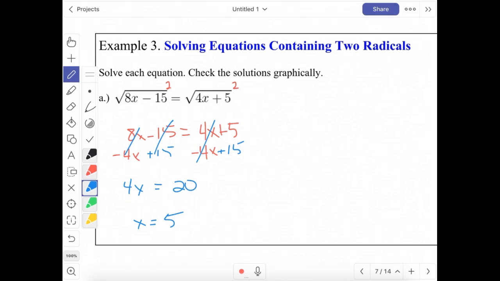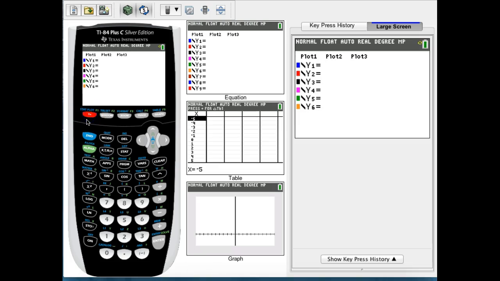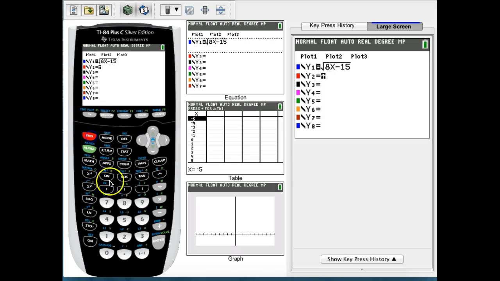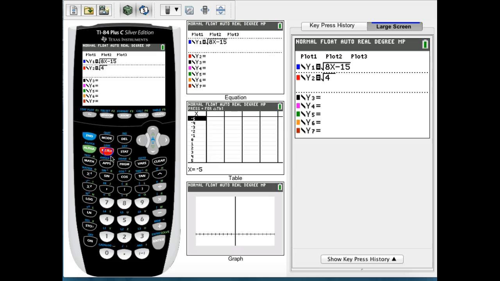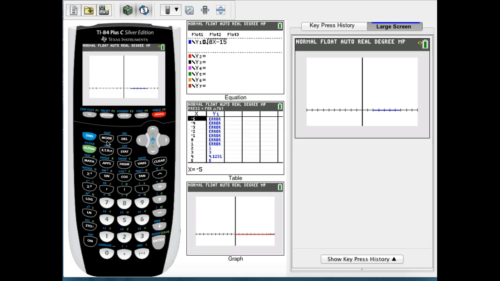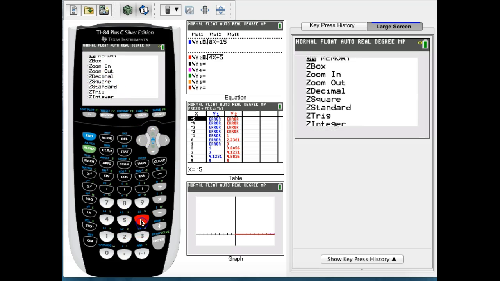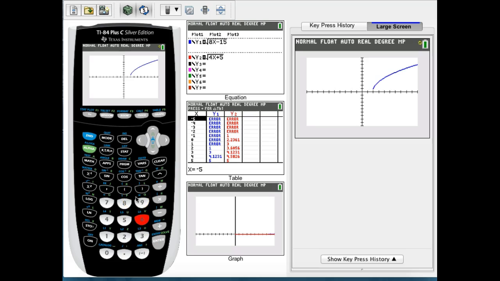Check your answer. If we're going to check it graphically, let's hide this graphing calculator. The way that we will do this is I'm going to graph both of them separately. So square root of 8x minus 15, and then the square root of 4x plus 5. And I'm going to need to zoom. Let's do standard. That looks a little better.